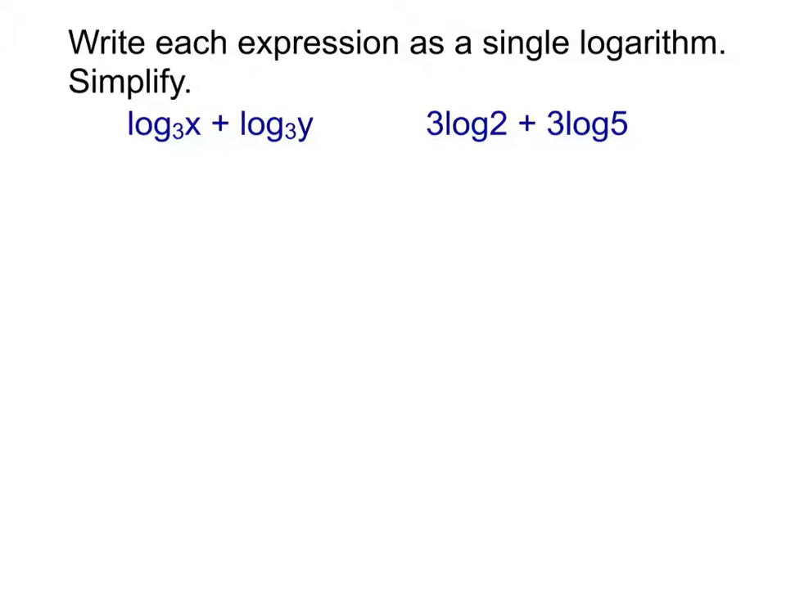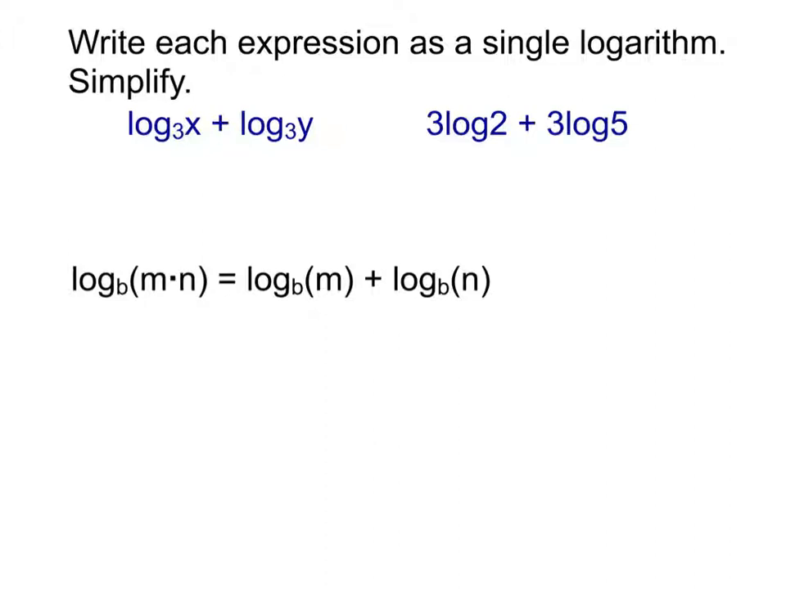Okay, so if we do that then, first of all, I think about which rule am I going to need to use. Well, which one results in addition? It's that rule. And so, again, remember that the addition gets associated with multiplication. So I'm going to end up doing log base 3 of x times y, which is just xy.